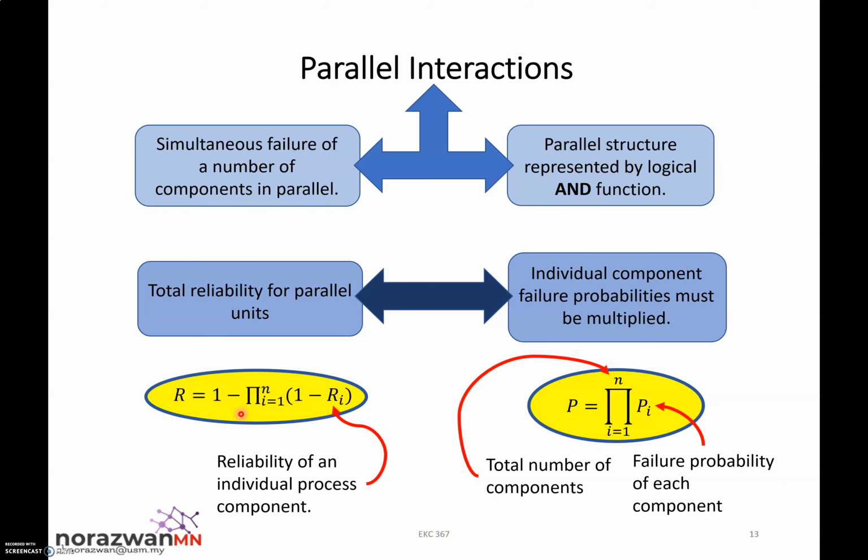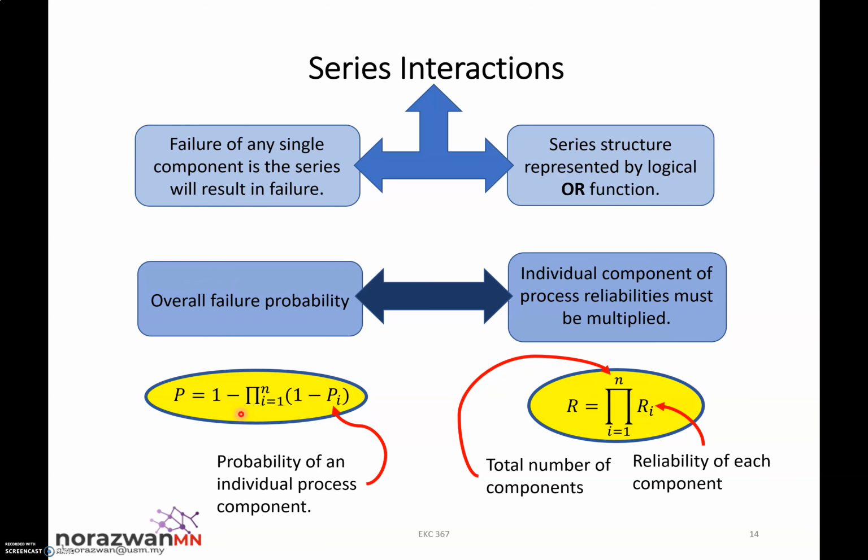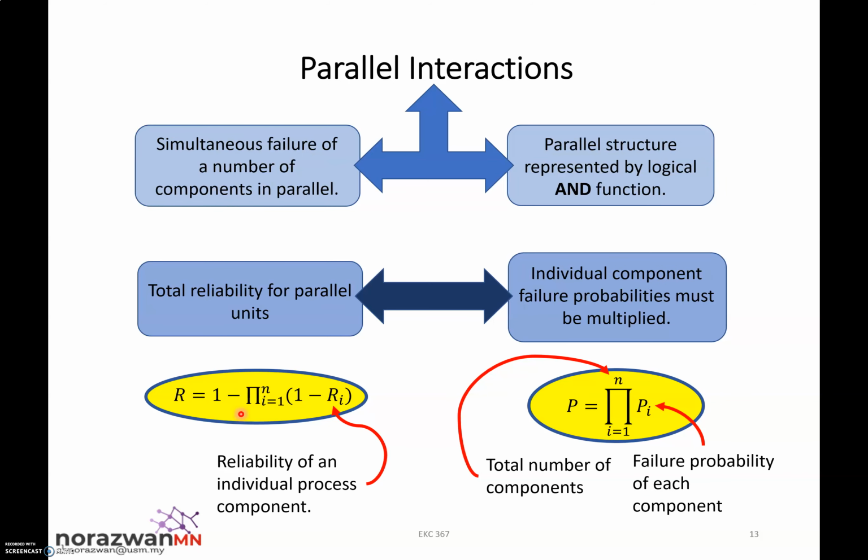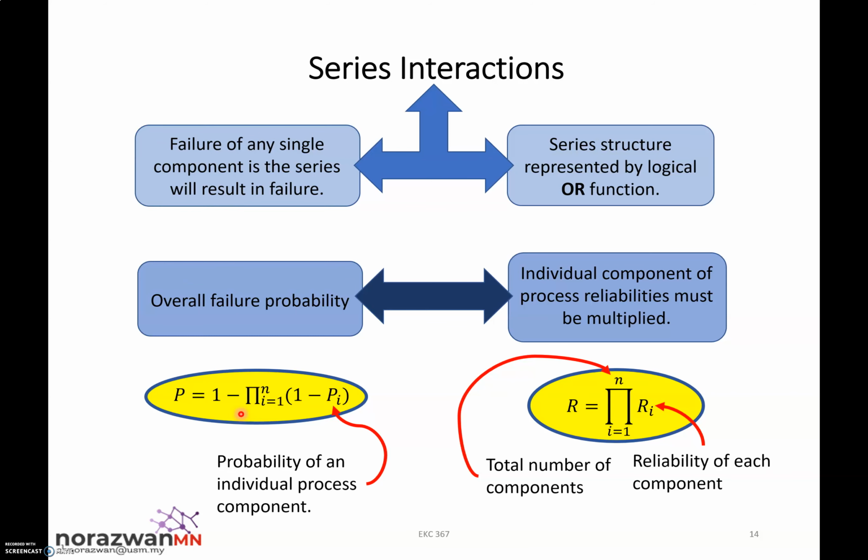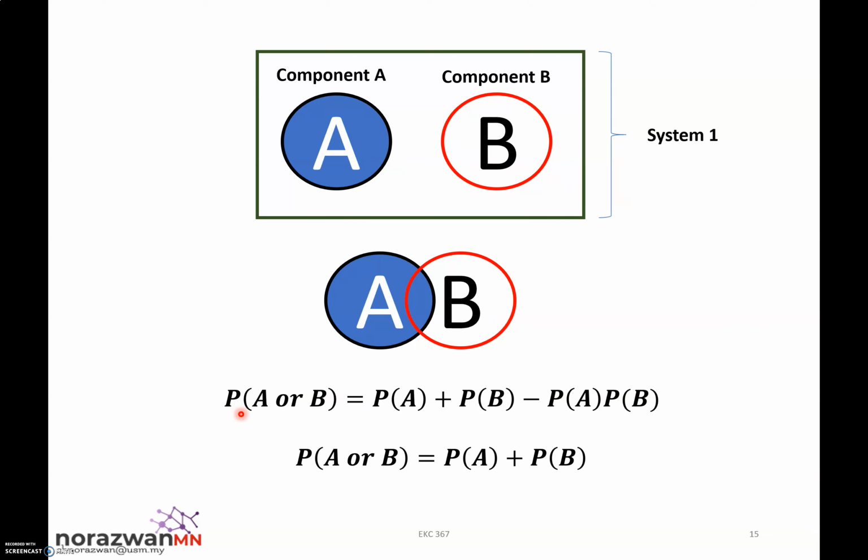During the fault tree analysis, you need to use this AND and OR gate. You have your AND gate for parallel interaction, and the OR gate for series interaction. So this is a single component, or single process, single equipment. Single component A and also single component B.